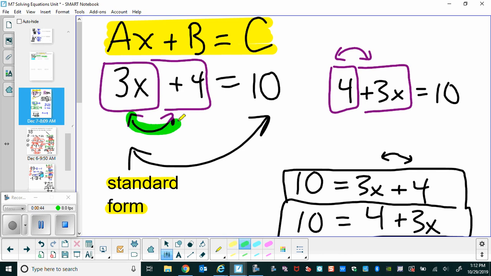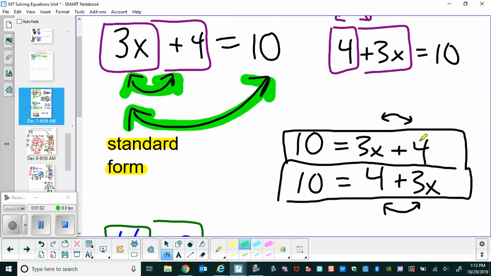Now there's a couple of things we can do here. I could switch the order of these two terms and have it 4 plus 3x, and that would still be the exact same equation. Another thing I could do is simply switch the side that the expression is on versus the total. I could have 3x plus 4 equals 10, or 4 plus 3x equals 10. All of these equations are the exact same problem, and they all have a constant of 4, which we'd subtract first, and then we'd divide by 3. So in all of these occasions, we're going to subtract the constant and then divide by 3.